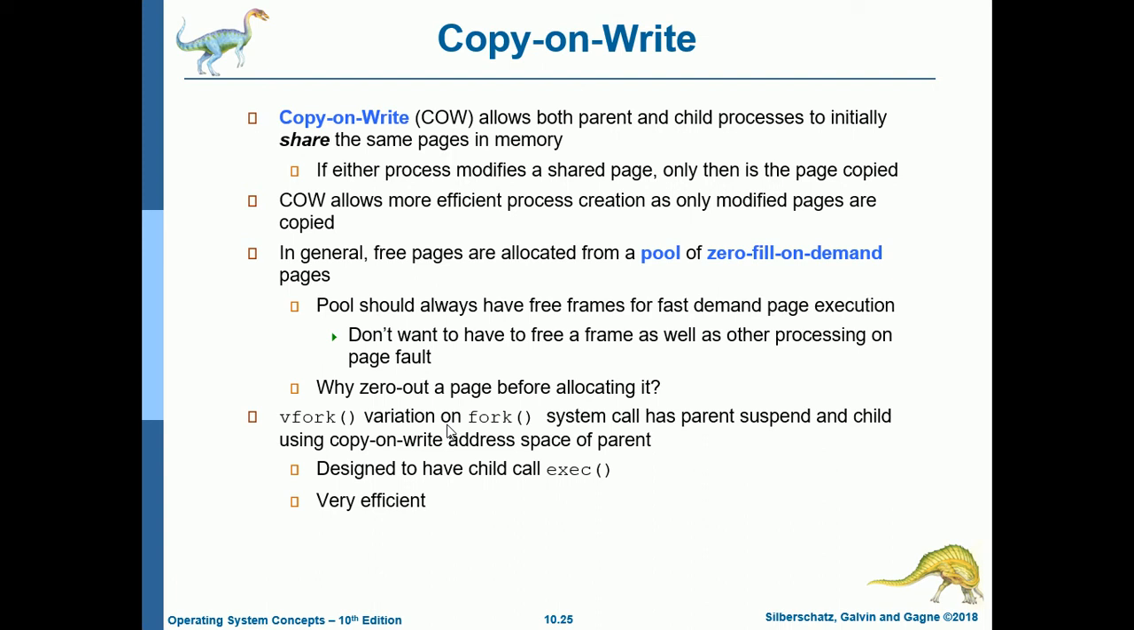We also have a variation of fork, vfork, or virtual fork. This is a system call where the parent is suspended and the child uses the copy-on-write address space of the parent. It is designed to have the child call the exec system call, and the usage of vfork is very efficient.